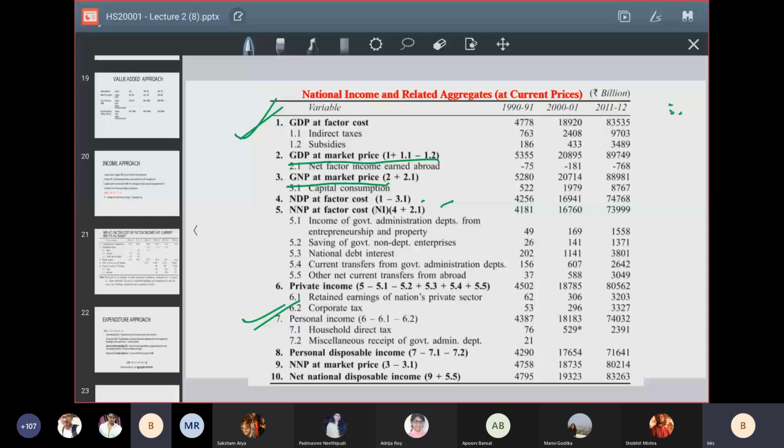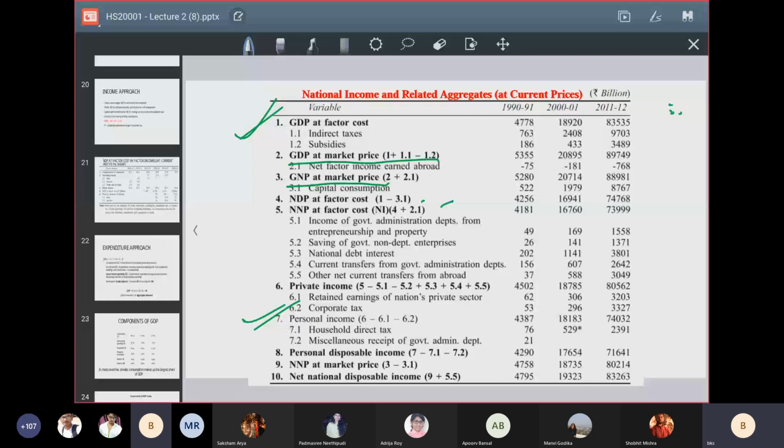So these are the various concepts. As well, I will advise you to look into the recent data. These are up to 11-12, and I will advise you to look into the data for recent years. Particularly, you can look at the data from the RBI or the CSO, Central Statistical Organization, as well as you can look at the economic survey chapter 1, the recent economic survey chapter 1.